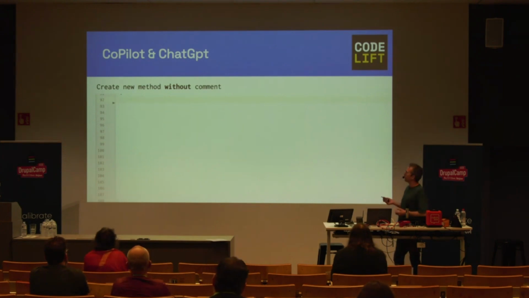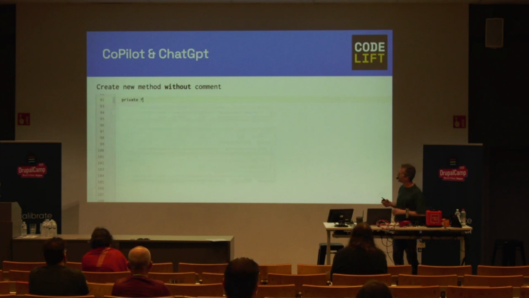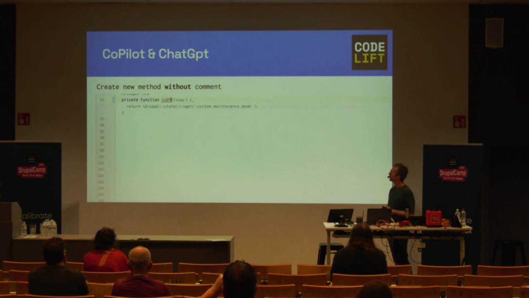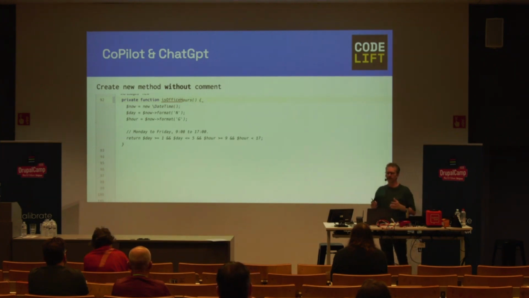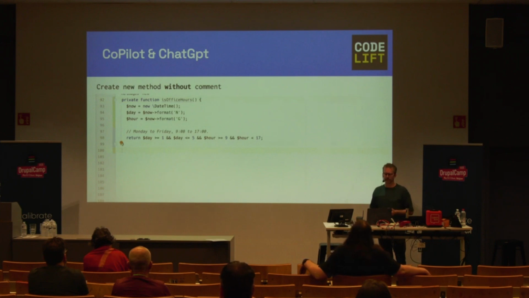This is in PHP Storm with Copilot. Here I'm going to create a new method, but I'm not using a comment, and it will try to understand what I want. Still not what I want. Okay, here we go. This is what I wanted, is office hours. So just an example method that should return if right now we are in office hours or not.